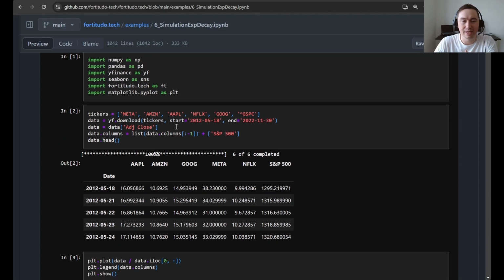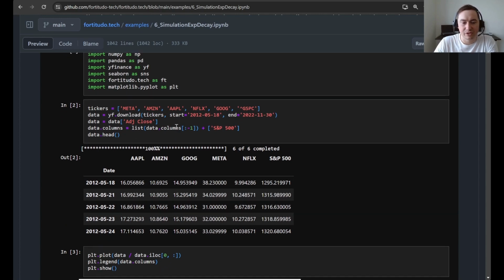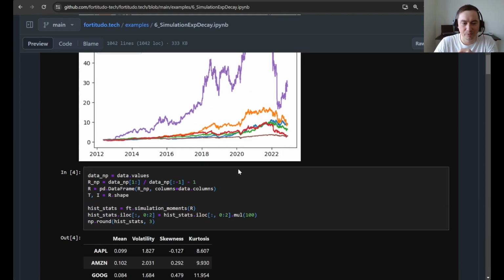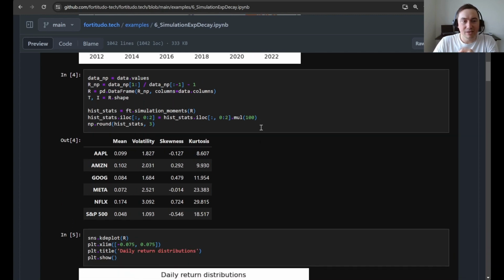So here we get the data that we need and just show some of the first observations. After that we make a plot where we normalize the first point to 100 to compare how these stocks have performed. And here we can see that Netflix has really exploded during this period. After that we compute the return for these data and show some statistics using this simulation moments function.